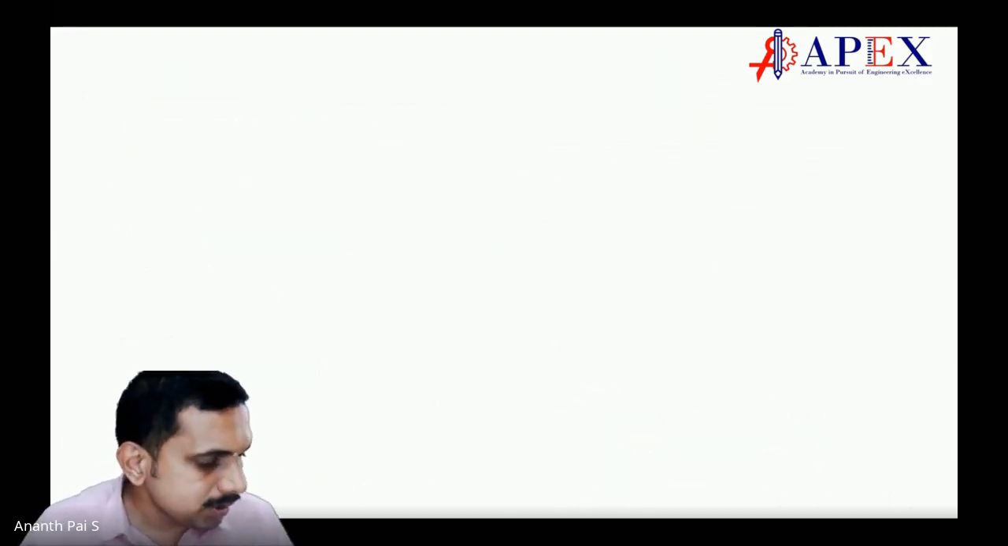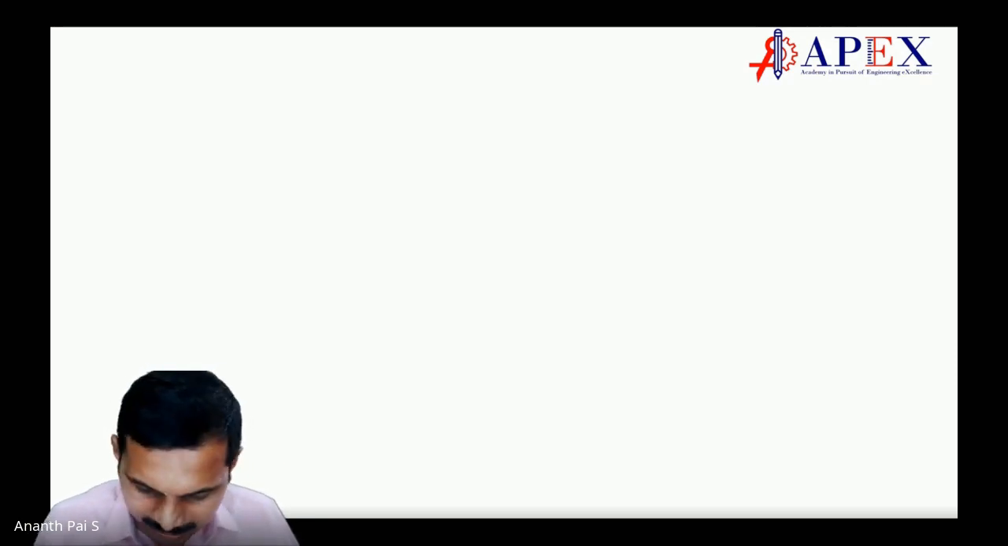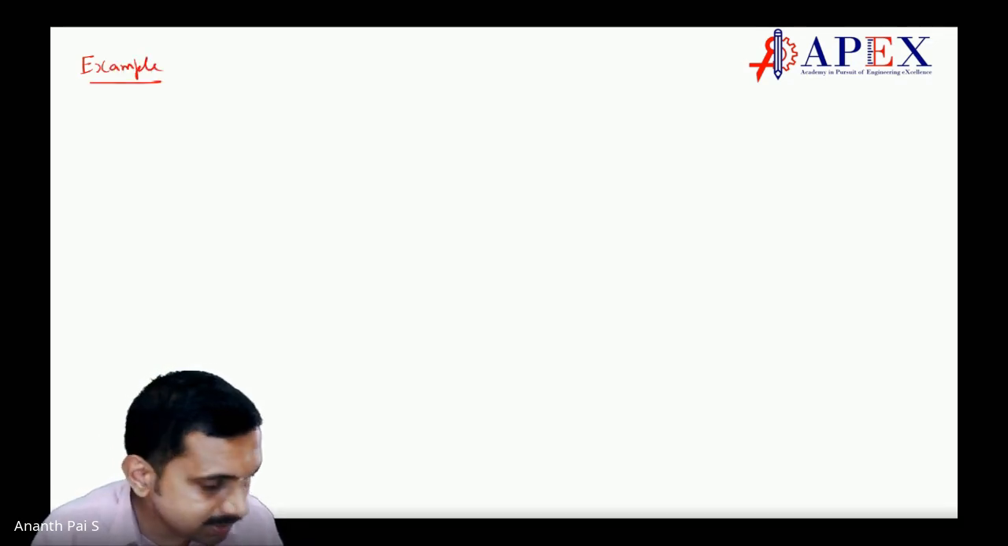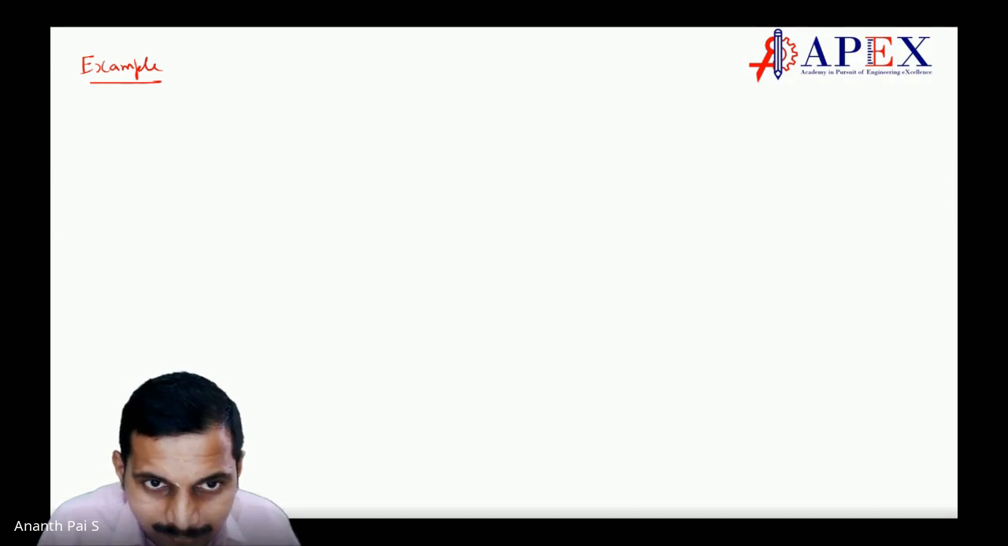Okay. Let us do an example. This has been done a number of times, for other students. The example is like this. We have an elliptical trammel.